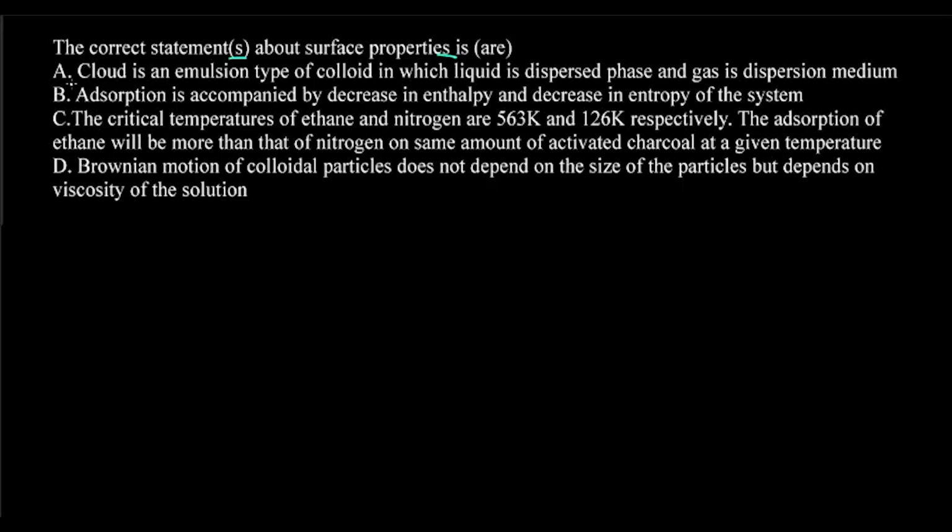The first statement is: cloud is an emulsion type of colloid in which liquid is dispersed phase and gas is dispersion medium. The second one is: adsorption is accompanied by decrease in enthalpy and decrease in entropy of the system. The third one is: the critical temperatures of ethane and nitrogen are 563 Kelvin and 126 Kelvin, and it is said that the adsorption of ethane will be more than that of nitrogen on the same amount of activated charcoal at a given temperature.